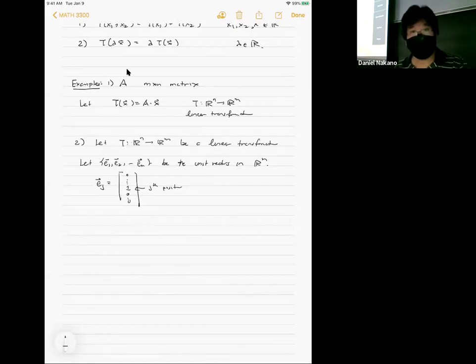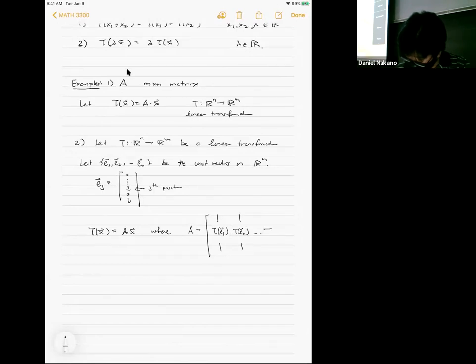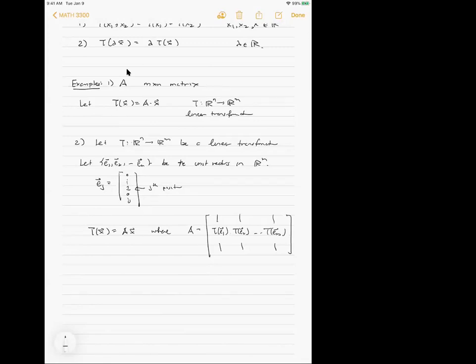All right, so then T of x is equal to A times x, where I can represent A by just taking the values of T on the standard basis, or on these unit vectors, and putting them down the columns. Okay, so I look at what the image is under T of these unit vectors, and then I just put them down the columns.